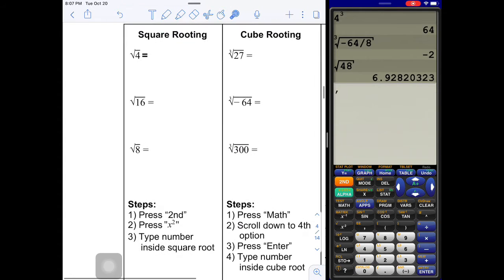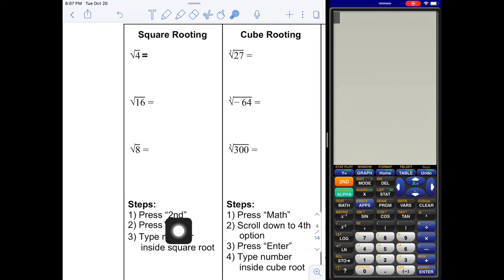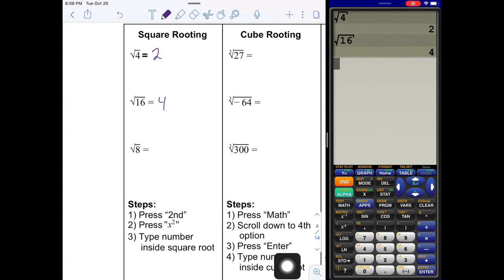You already know how to square root, hopefully. You've used it quite a few times. The first thing you will press is the second button, which is right here. Then you will press the x squared, because now you are getting that little square root value there. Then you are going to put 4 inside. So that equals 2. How do I square root 16? It's the same thing. Second, and then you get the yellow values, square root 16. So that's going to give me 4.